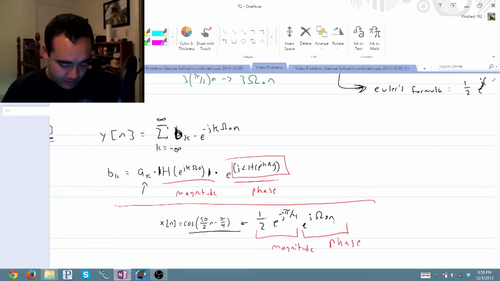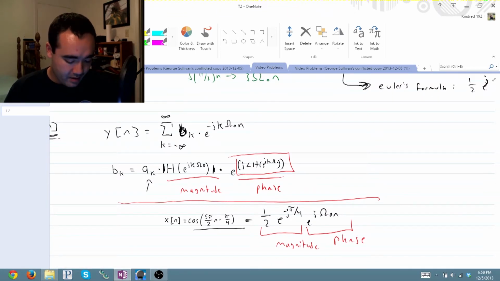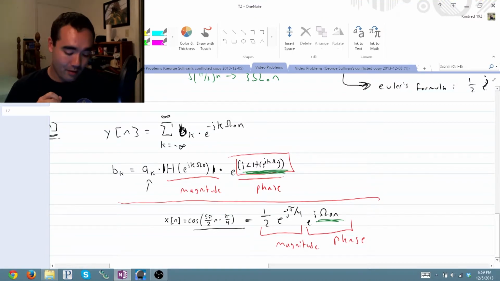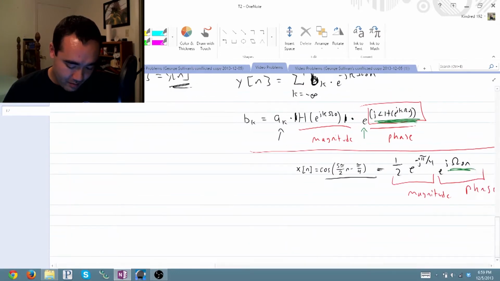Magnitude and phase. We've got a magnitude and we've got a phase. And really, just like the way we raised our omega naught n to the power of e when we're working with the cosine, we also want to raise the phase response of our impulse response function to the power of e, which is what gives us the correct values. So let's go ahead and start this down below.